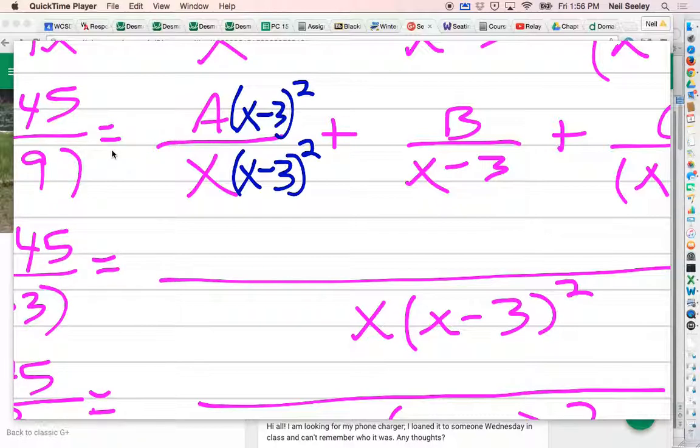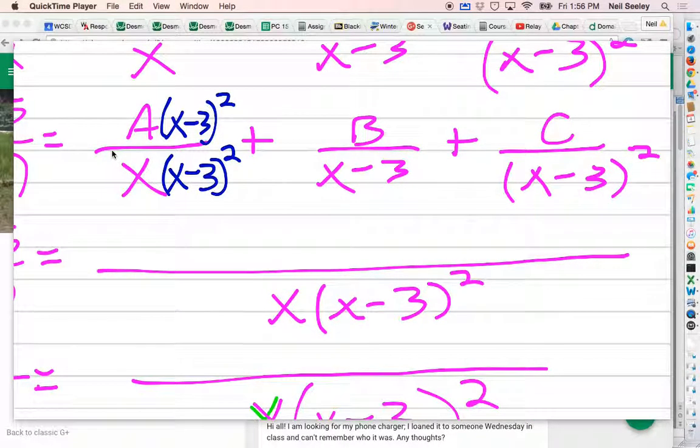What can I multiply the second one by to get the right denominator? What's it need? It's not squared. Don't have an x. So I got to multiply it by x and x minus 3. So all that has to happen. So this becomes, on top, got to do the same thing, x minus 3. Got to multiply.